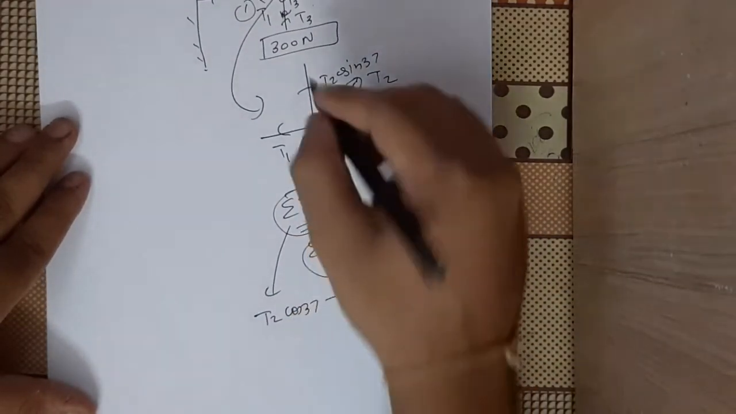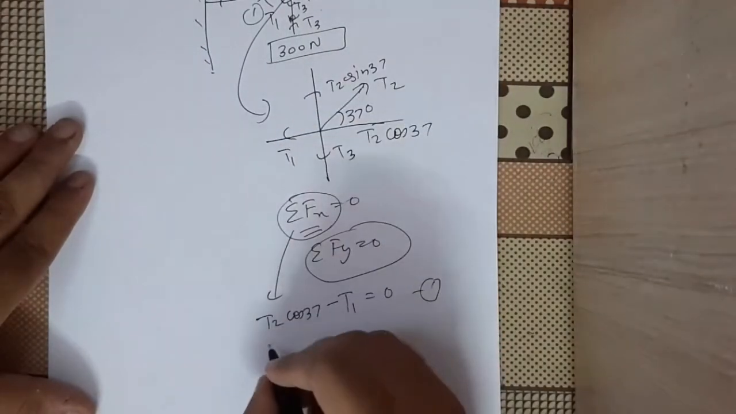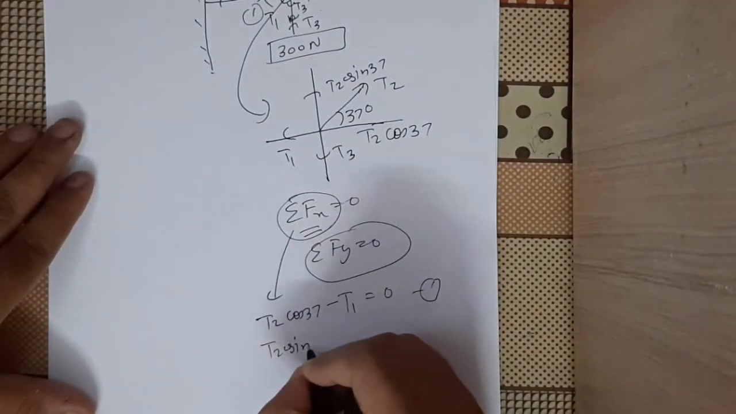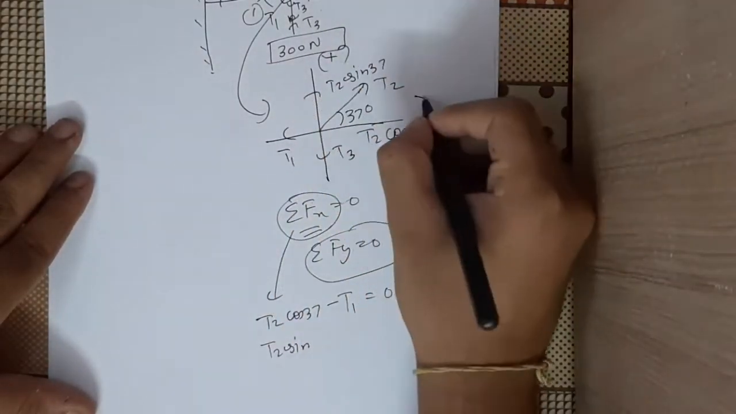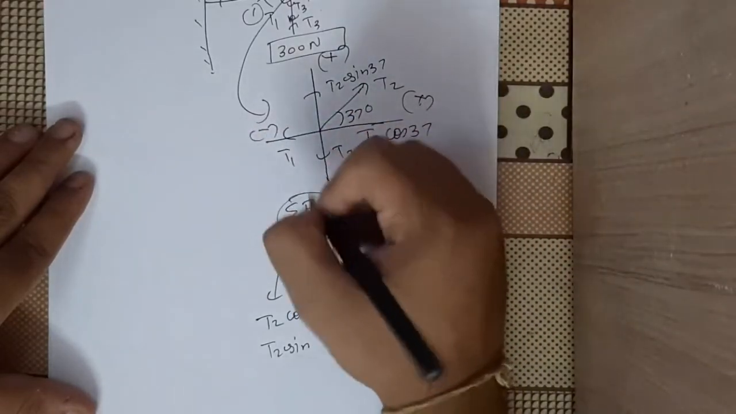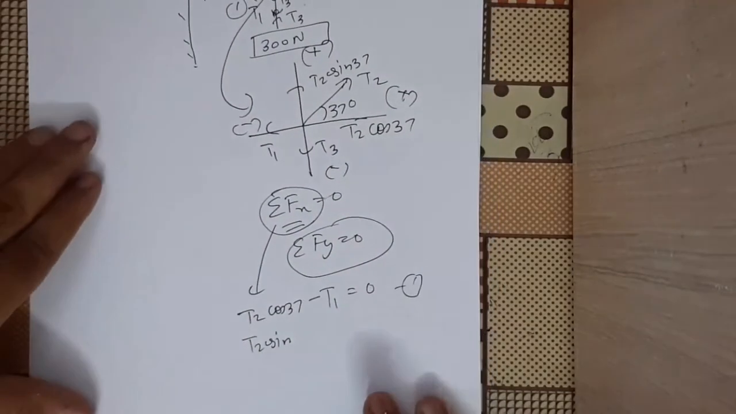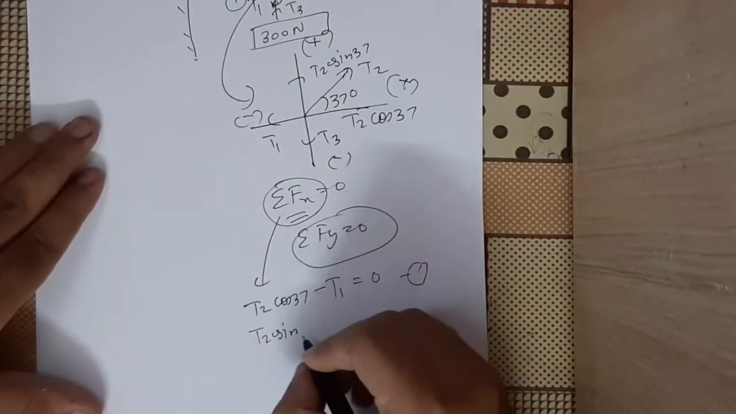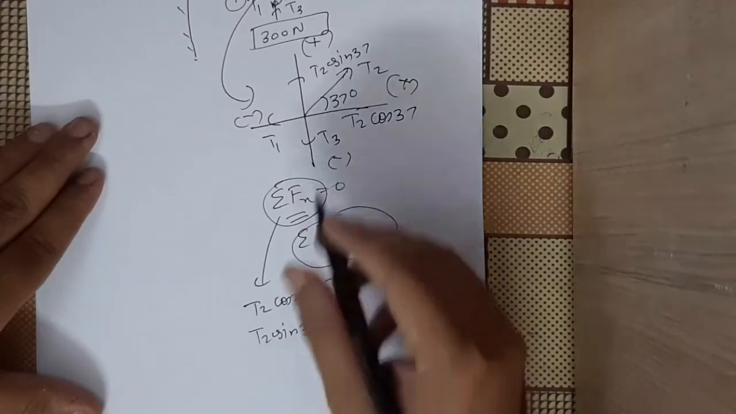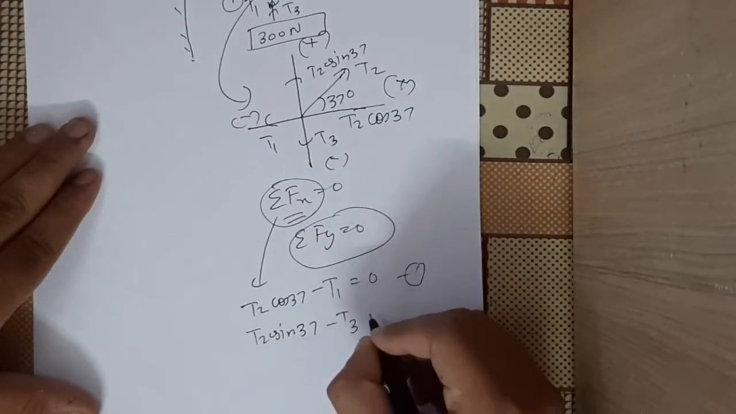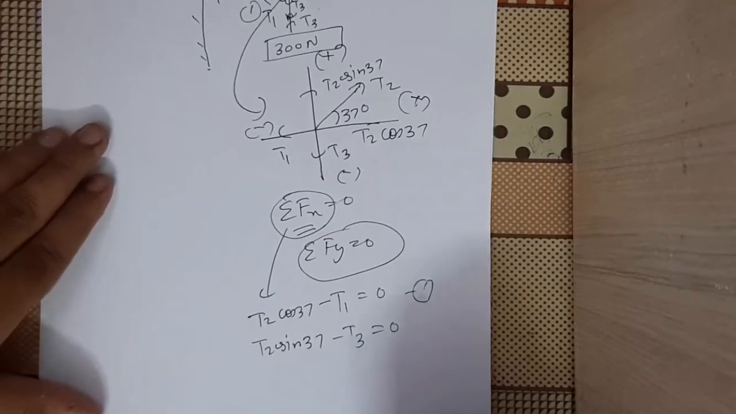Then we can write in the y direction that there is a force T2 sin 37. I am taking upward as positive, so this is positive, and this is negative. You should also try to follow a similar convention. It is the same as in the coordinate geometry that we follow. So you can apply a force T2 sin 37 upwards, and there is a force T3 downwards, and it is also equal to 0.